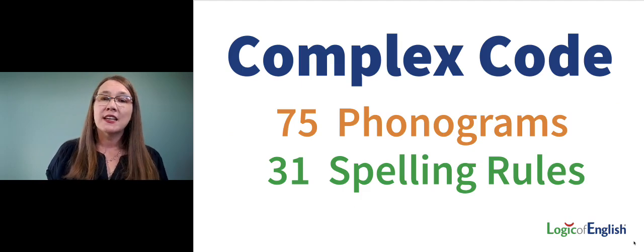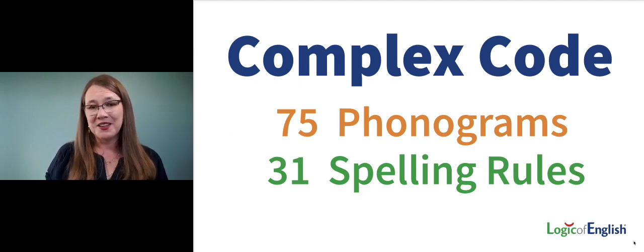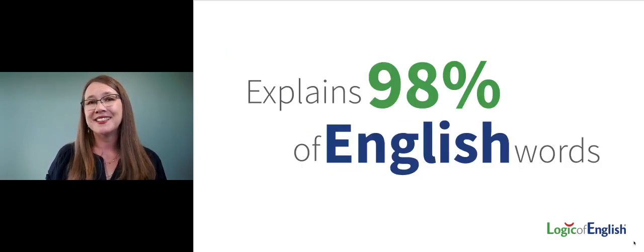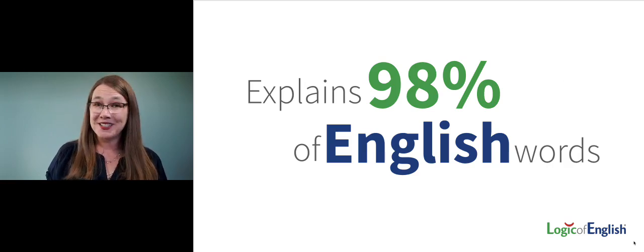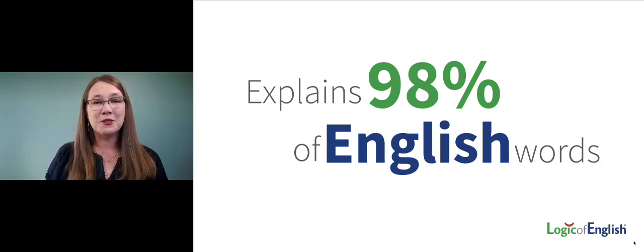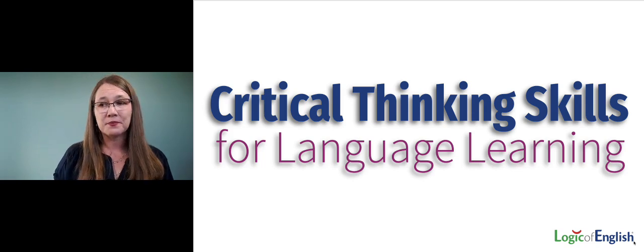In fact, English is a complex code. There are 75 phonograms and 31 spelling rules that logically explain 98% of English words. 98% is a lot more than 50% or 40% or 60%. This is what we'll be exploring in this training, the rules that explain 98% of English words.